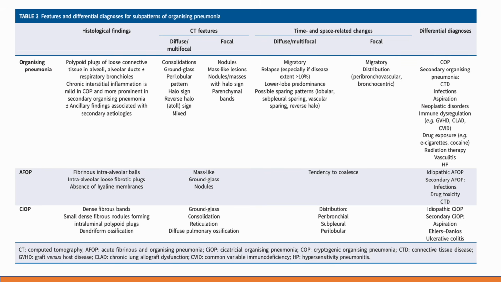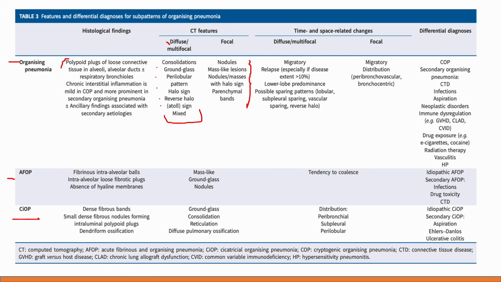Now, this is a beautiful table where the organizing pneumonia, acute fibrinous organizing pneumonia, and another pattern of organizing pneumonia, which is more cicatricial, are beautifully defined. So, typically in an organizing pneumonia, classically, we see diffuse multifocal consolidations, ground glassing, perilobular, halo or reverse halo sign, also called atoll sign or mixed sign, with or without additional features like nodules, mass-like lesions, or masses with a halo sign or bands.